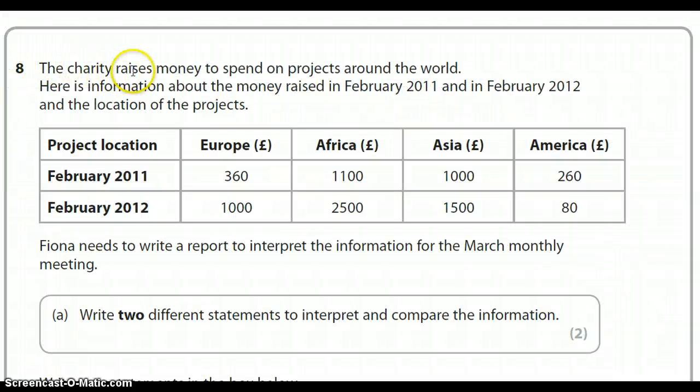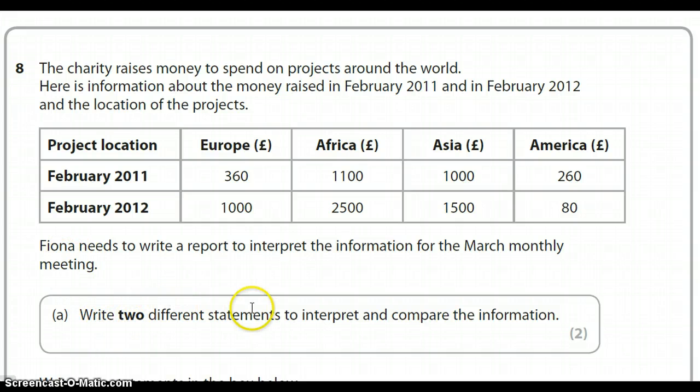Number 8. The charity raises money to spend on projects around the world. Here is information about the money raised in February 2011 and February 2012 and the location of the projects. Project location: Europe, pound, Africa, pound, Asia, pound, America, pound. February 2011, February 2012. Fiona needs to write a report to interpret the information for the March monthly meeting.